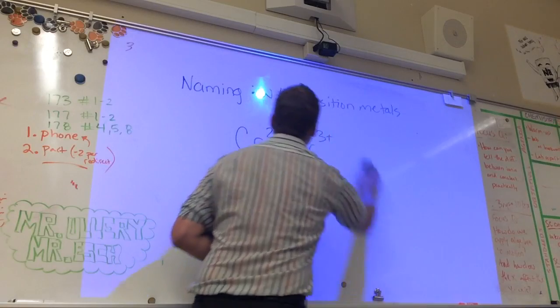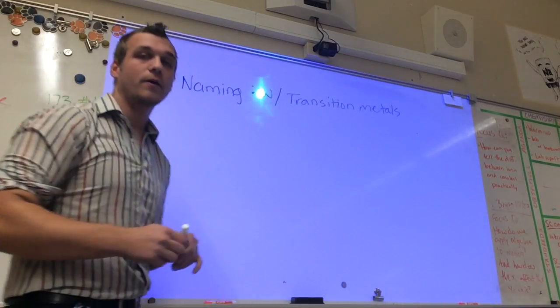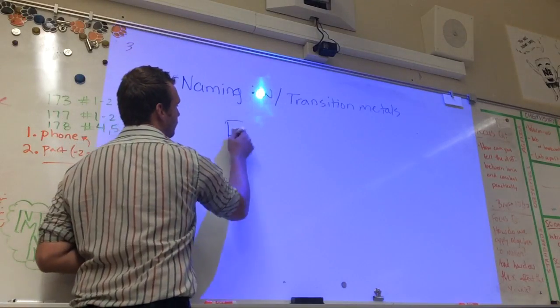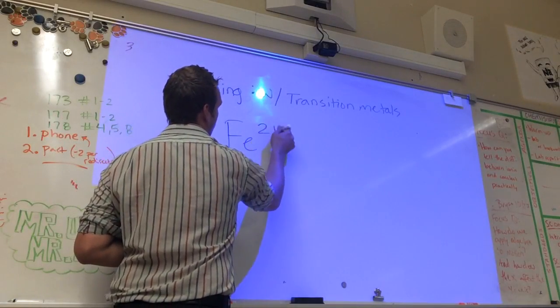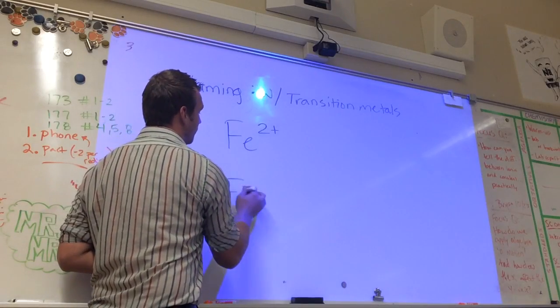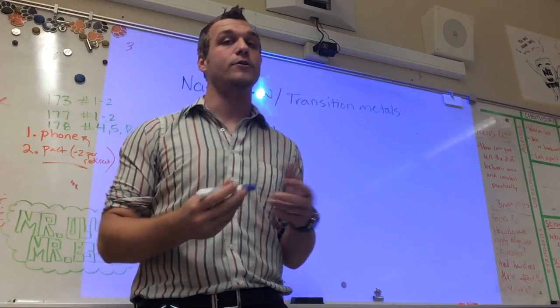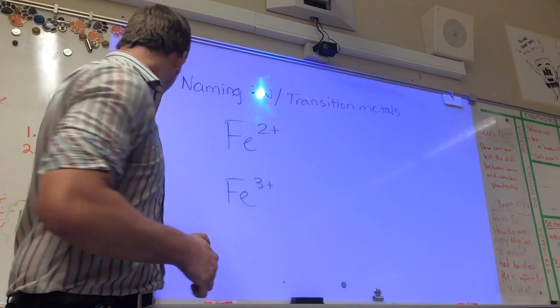So, let's look at iron. We'll do iron 2, meaning 2 plus charge, and then we'll also have iron 3, which is 3 plus charge. You're going to see why I'm calling it iron 2 and iron 3 here in a minute.